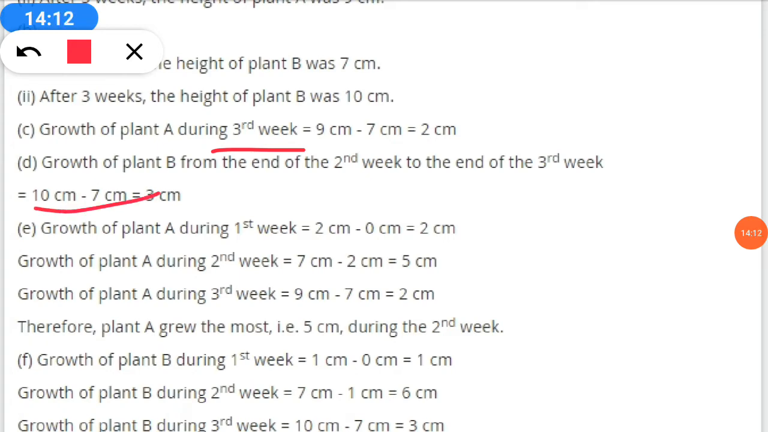Now in the E part of the question, again it asks for the growth of plant A during the first week, the second week and the third week.